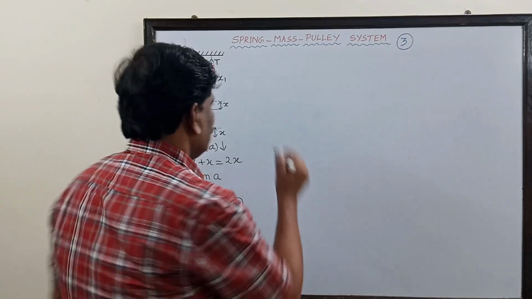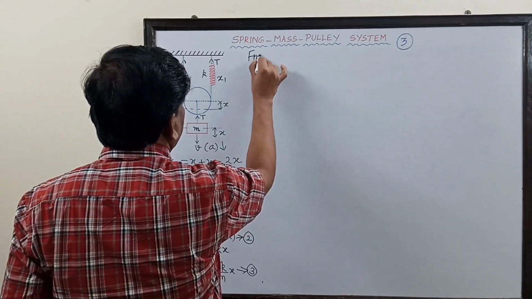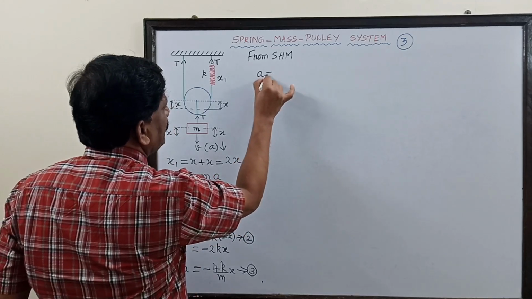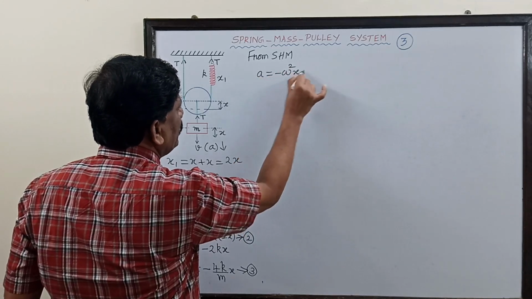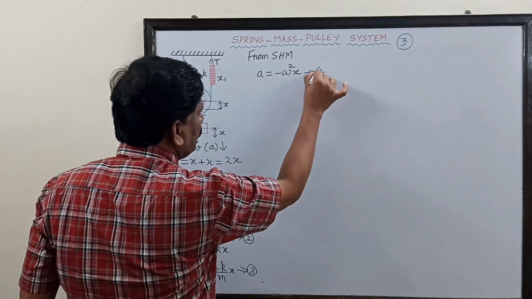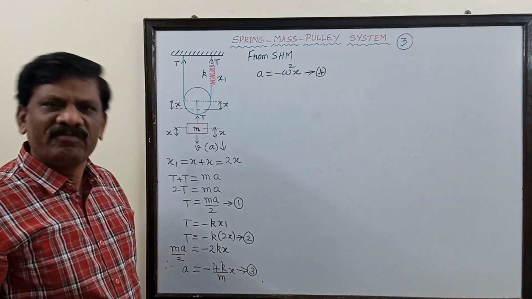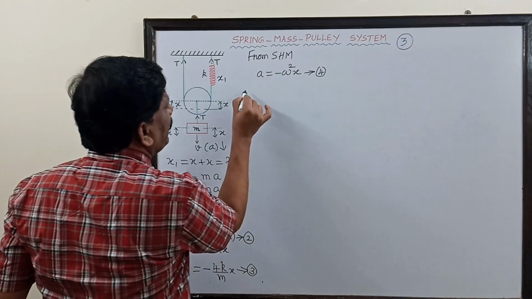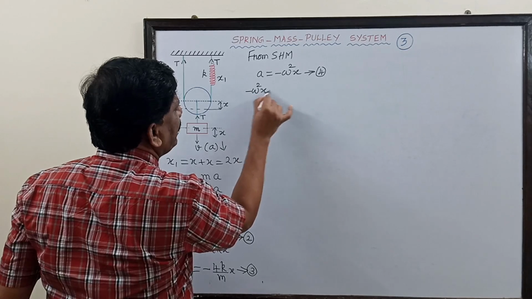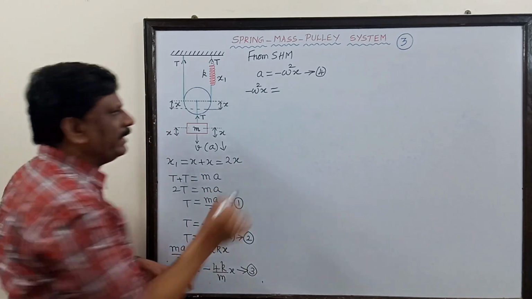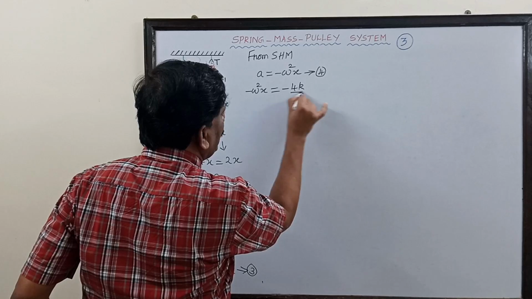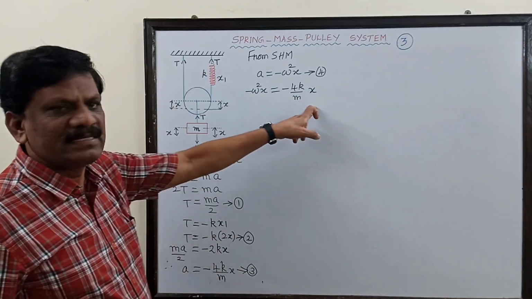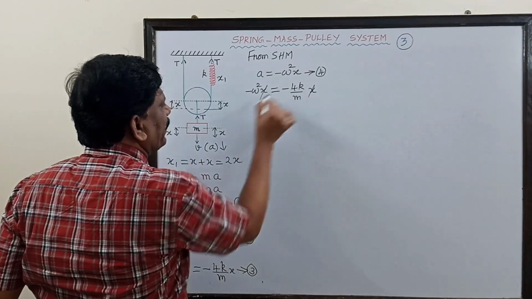But from the definition of simple harmonic motion, the acceleration also is equal to minus omega square into x. So this is our equation 4, where omega is the angular frequency of SHM. So I am going to equate 3 and 4. So minus omega square x is equal to minus 4k by m into x. So this minus and x get cancelled.